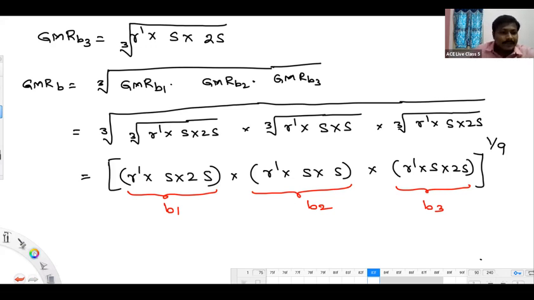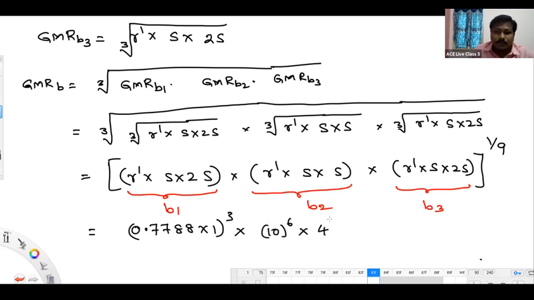Okay, let's write this calculation quickly. R dash 3 times, we have whole cube: 0.7788 into 1 centimeter, whole cube. Next, how many times you have 10 power? 6 times. So you have 10 power 6, and you have 2 into 2, 4, whole power 1 by 9. Please tell me how much is this number? GMR of phase B is 4.98 centimeters.